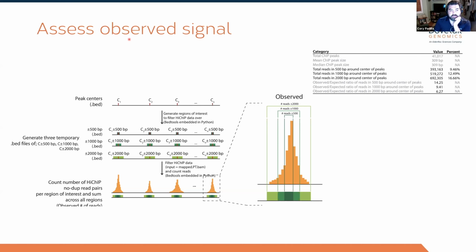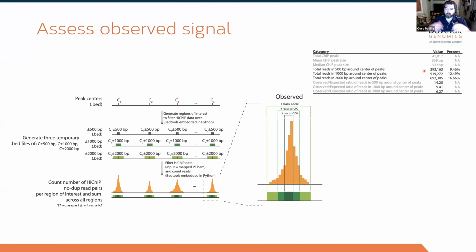to capture the observed signal is basically what is the number of HiChIP no-dupe read pairs that are enriched in each one of these regions. So if we take this peak here, for example, we ask how many read pairs occur in this plus or minus 500 bases, how many read pairs occur in this plus or minus 1 kb, plus or minus 2 kb, and then we report that here as a count and then as a fraction of the no-dupe read pairs.